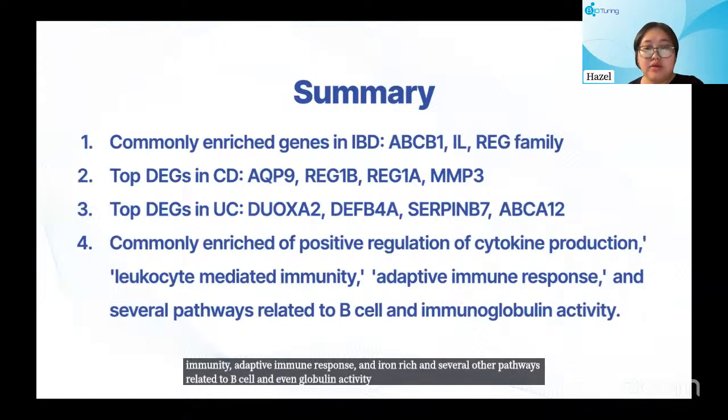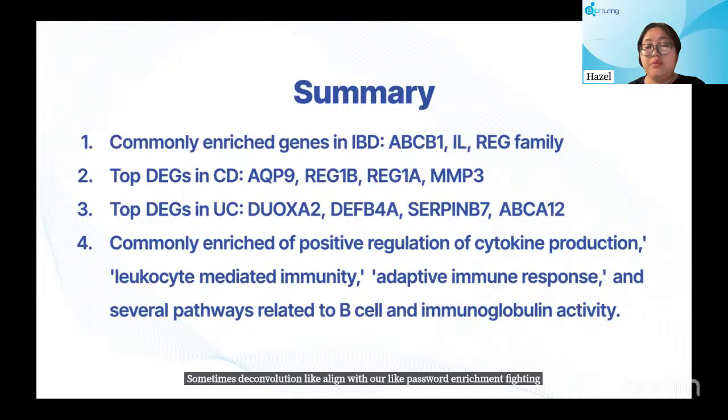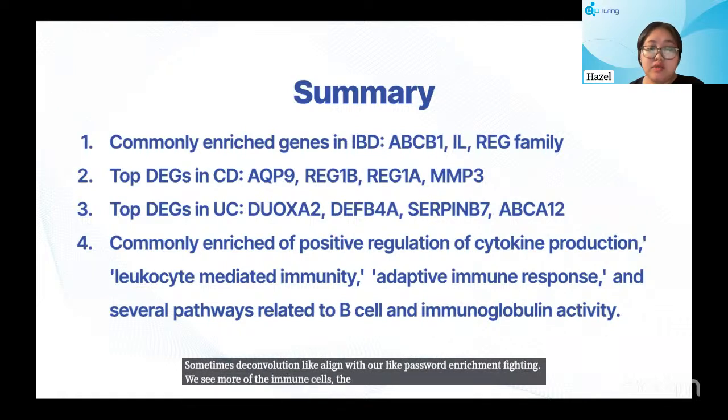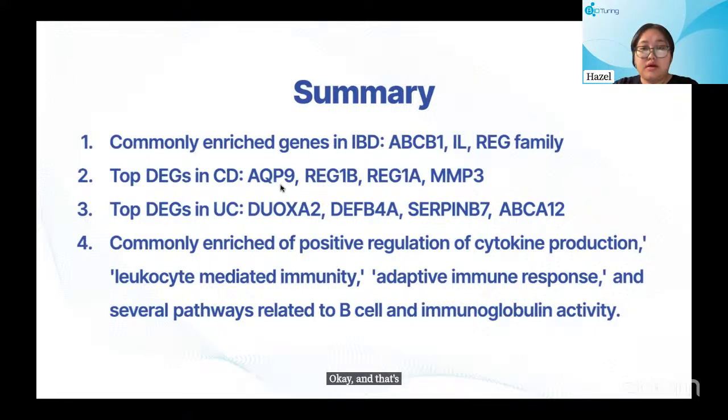And then the last thing, when we perform the cell type deconvolution, aligned with our pathway enrichment finding, we see more of the immune cells, the T cells and B cells, and due to the disease condition, we see fewer epithelial cells in ulcerative colitis and Crohn's disease. Okay, and that's all for our club talk today.